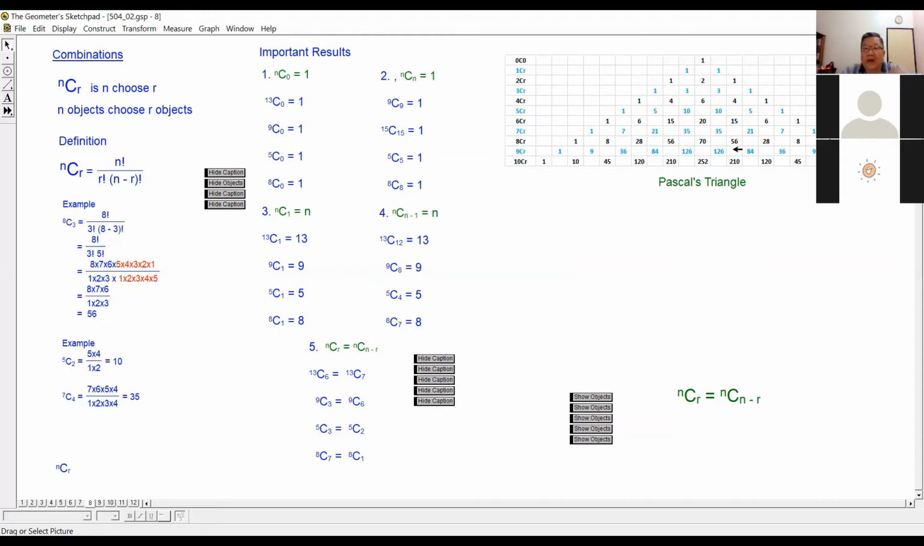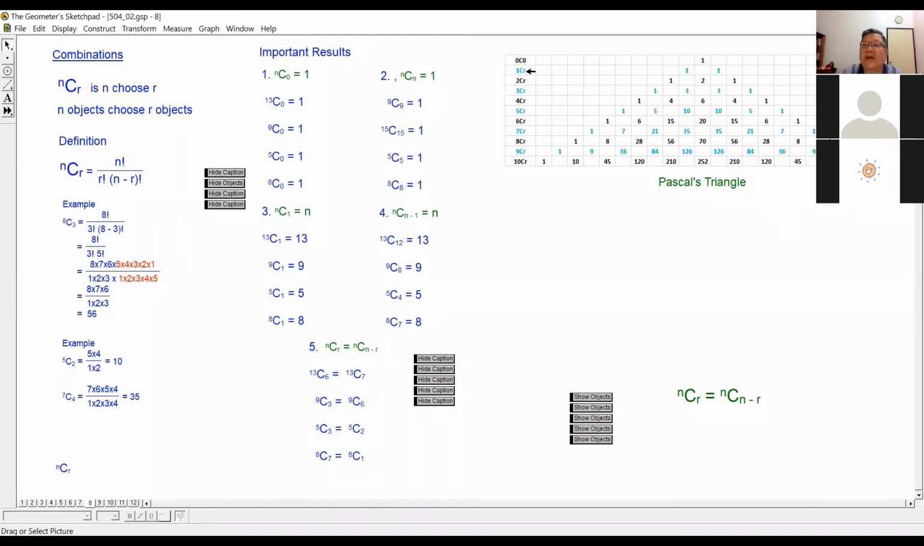And you build up a triangle like this. You add the two top numbers, you get the bottom number. And you build up a triangle like this. Now this triangle is called Pascal's triangle. Now this triangle will give you all the nCr that you want.